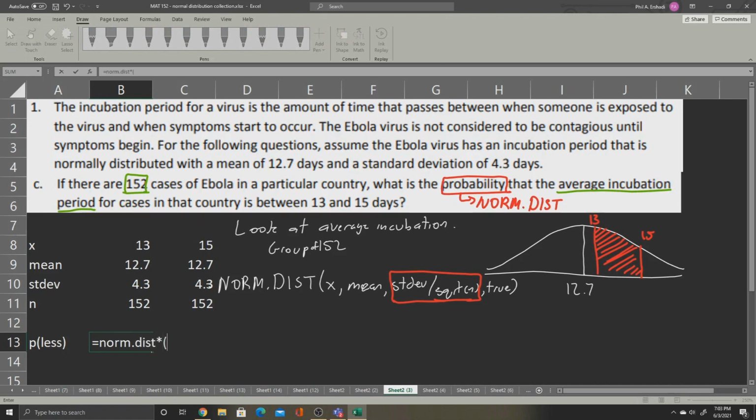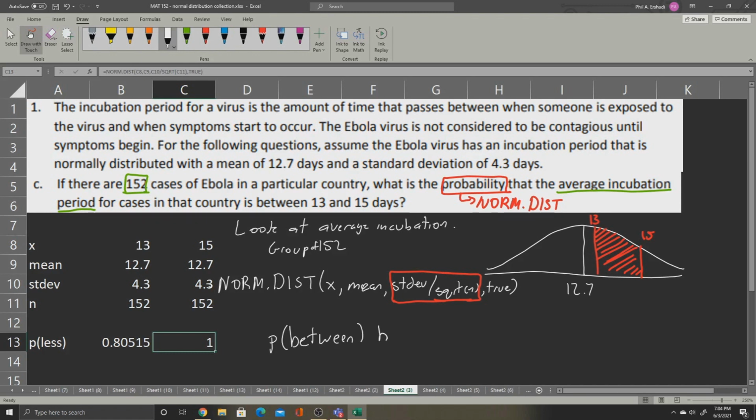And then we can find p less for both. Equals norm.dist of x, comma, mean, comma, standard deviation divided by square root of n, comma, true. When we press enter, we have a p less of 0.80515. We can use the black cross and find the probability for the other x value as well. The x value of 15 gives us a very high probability, and Excel has rounded it to 1, even though it's not exactly 1. Because we have two x values, we can find the probability of being between them.